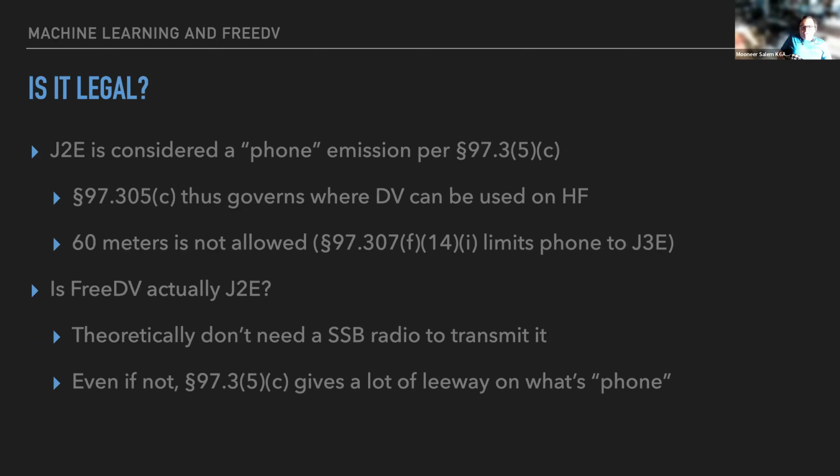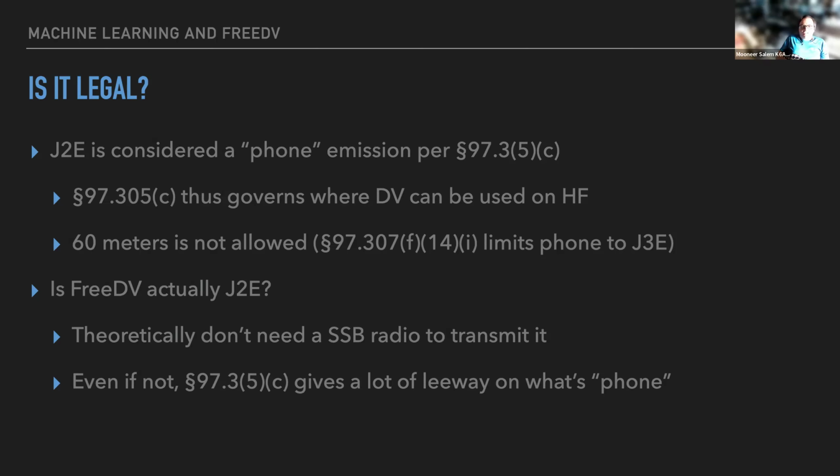If we accept ARRL's reasoning, then it's considered a phone emission. And because it's a phone emission, we can use it most anywhere where we can use, say, sideband or AM on HF. So basically the upper portions of each of the HF bands, minus 30 meters typically. Also 60 meters is a special case for FreeDV, because 60 meters is regulated a lot more strictly than normal HF, since we share it with government stations, for example. On 60 meters, 97.307 effectively limits phone to analog upper sideband.